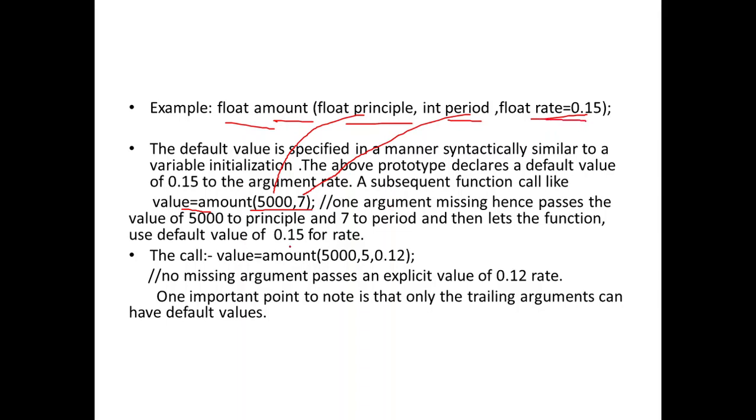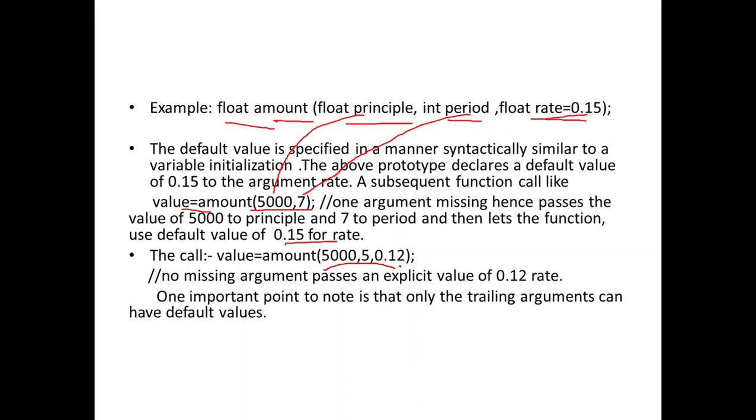Okay, so the 0.15 will be taken as the rate. This is the default value. Look at this case here: 5000 is the principal, and amount is the function name. We give 5000 to principal, 5 to period, and instead of the default float rate it will be 0.12. That means we already have a value 0.15, and it will be discarded, and 0.12 will be selected.